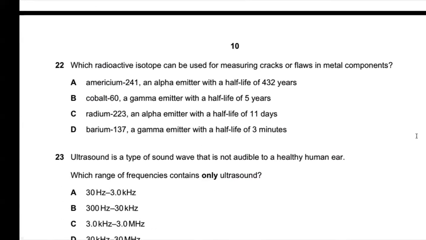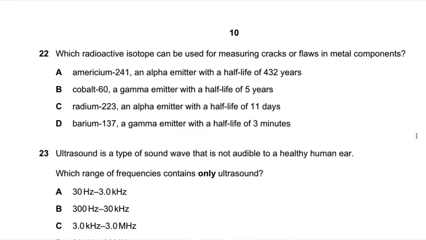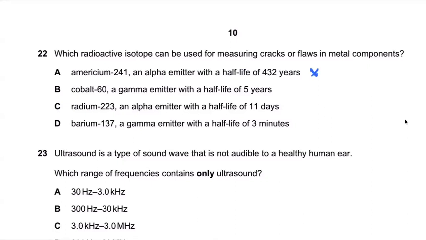All right, let's also have a look at 22. Which radioactive isotope can be used for measuring cracks or flaws in metal components? Okay. So in metal components, we know that it must be very penetrating, right? So that it can actually go through the metal. So we definitely don't need alpha here, because alpha is not very penetrating at all, right? So it must be gamma.